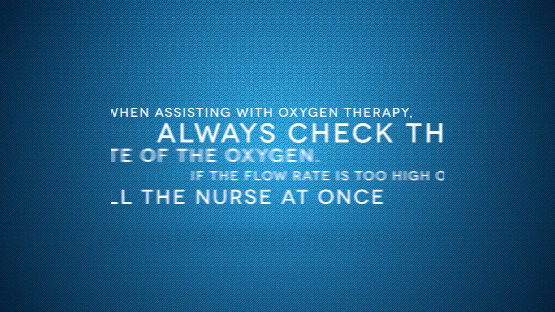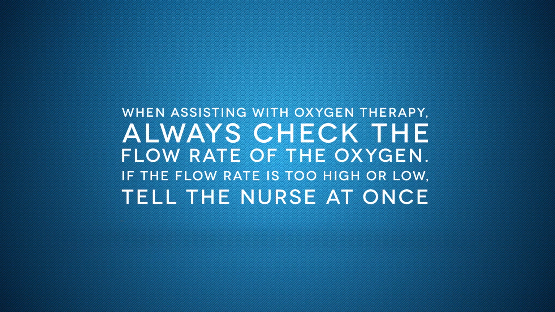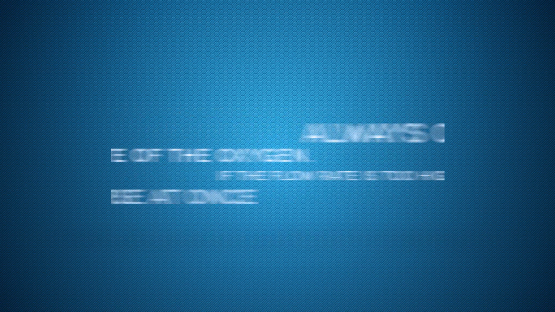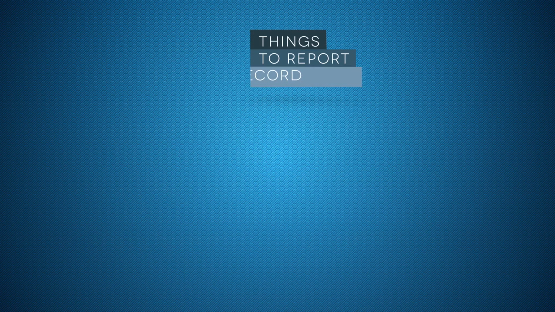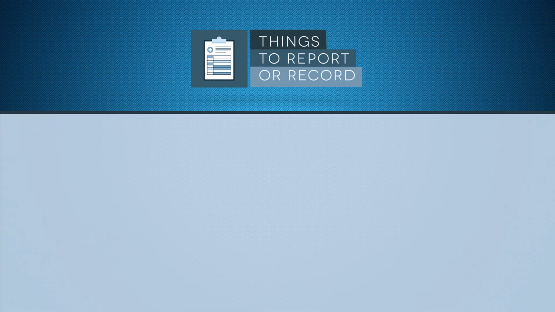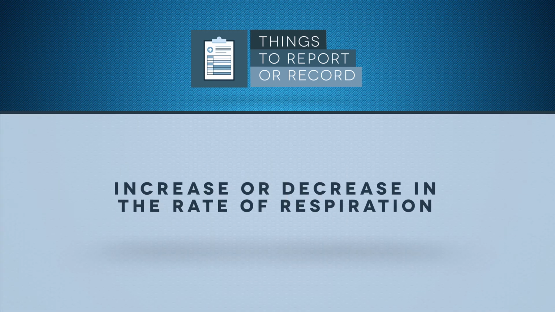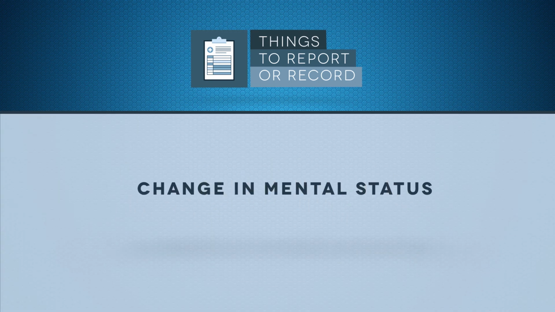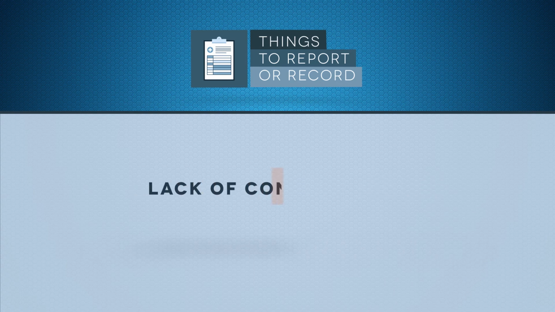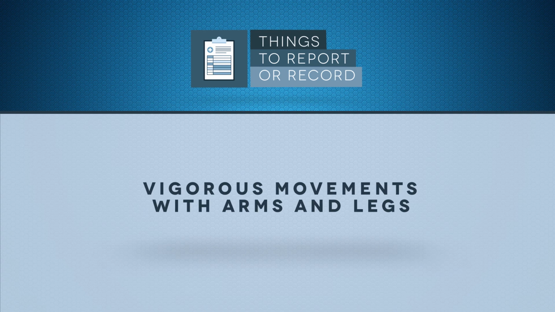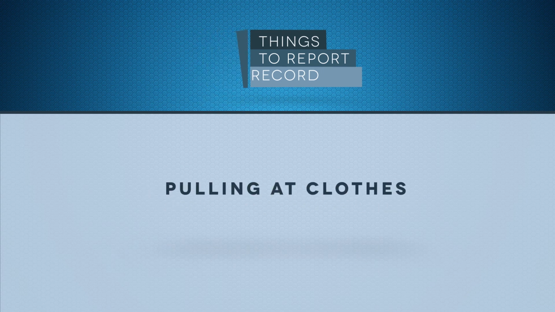When assisting with oxygen therapy, always check the flow rate of the oxygen. If the flow rate is too high or low, tell the nurse at once. Report any irregularities to the nurse. Signs may include an increase or decrease in the rate of respiration, or a change in mental status. Patients may lack consciousness, or perform vigorous movements with their arms and legs. They may also begin to pull at their own clothes.